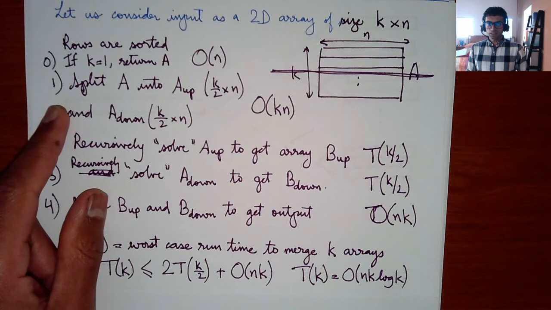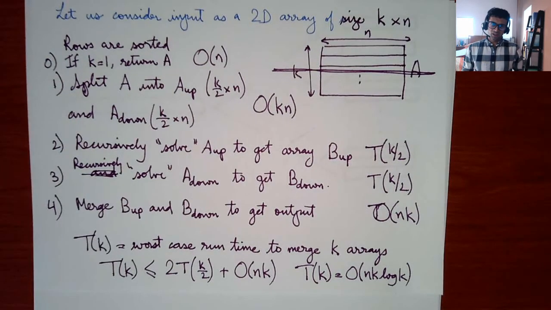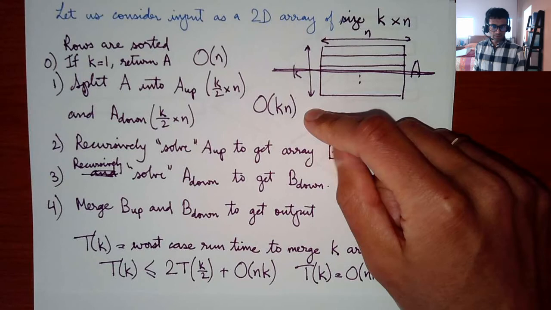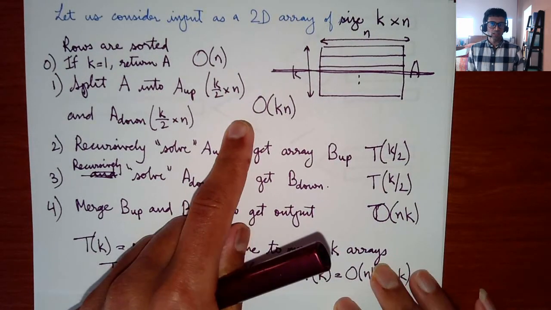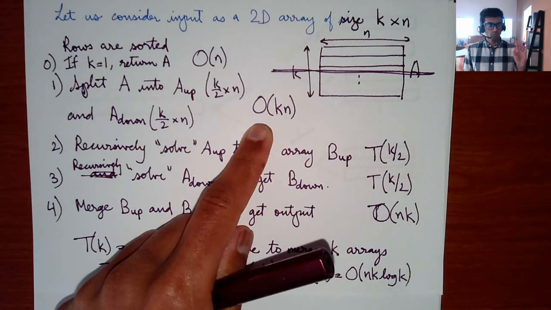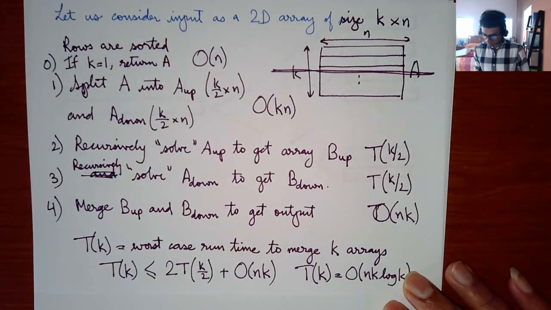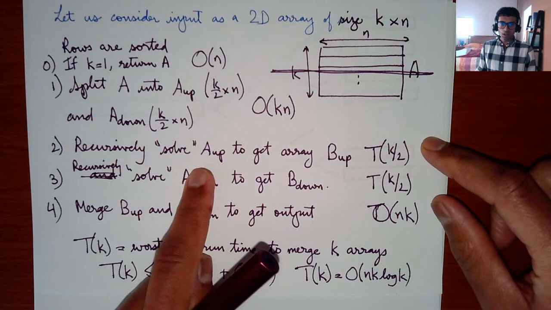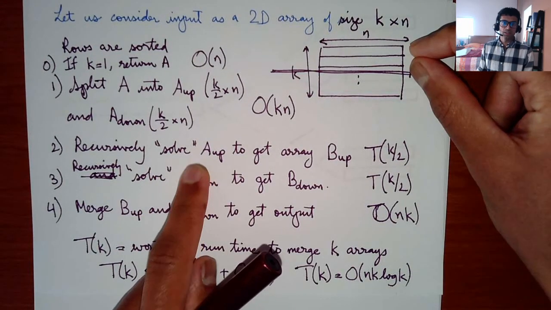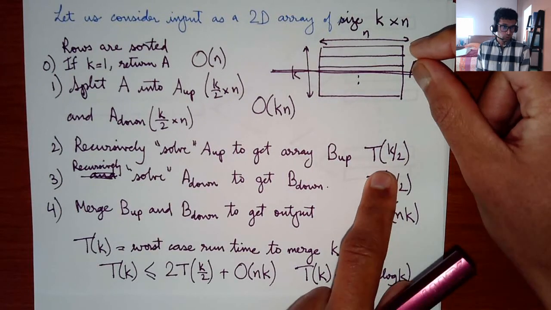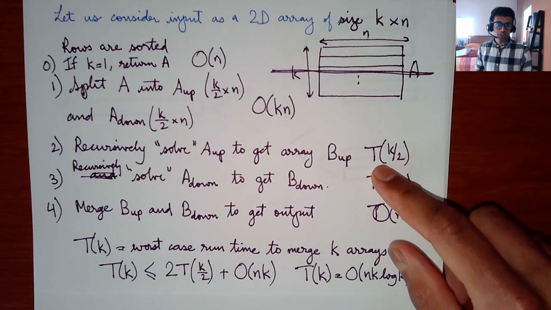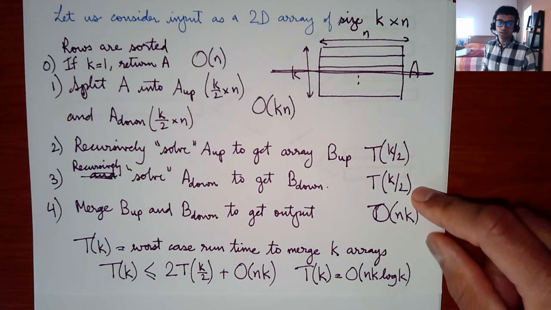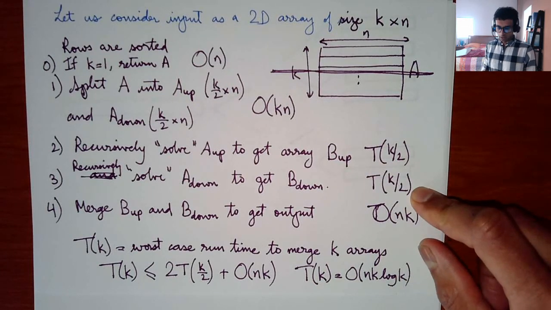The second step is to split into up and down. With pointers, you could be more clever with this. I'm just saying, suppose you just linearly copied it into 2 separate chunks. That's linear in the size of the input. This can be done in O of 1 if you're careful with your pointers. Now recursively solve the top part. That's T of k over 2, because T is the worst case runtime to merge k arrays, and you're merging k over 2 arrays. And here it's also T of k over 2.